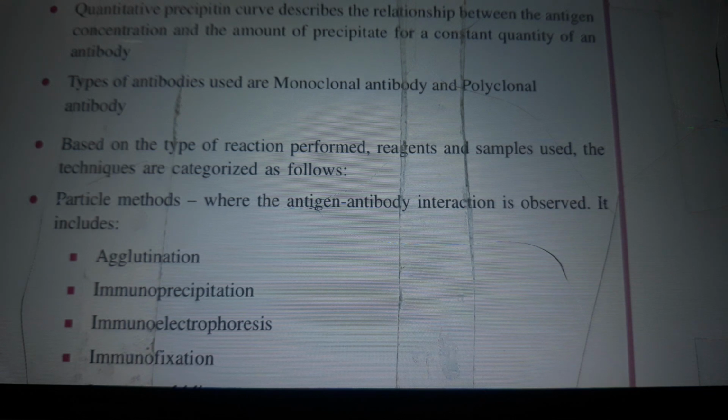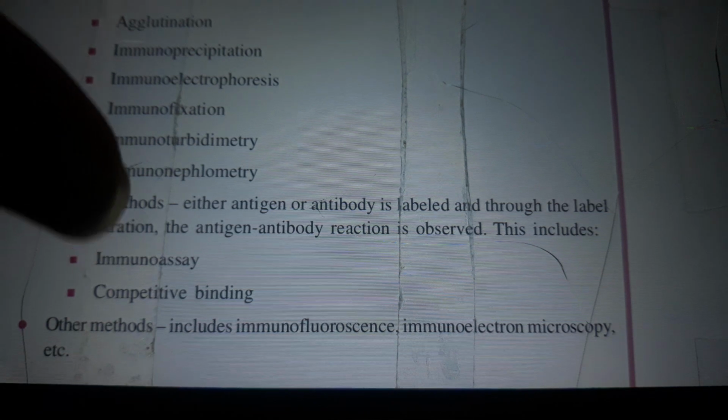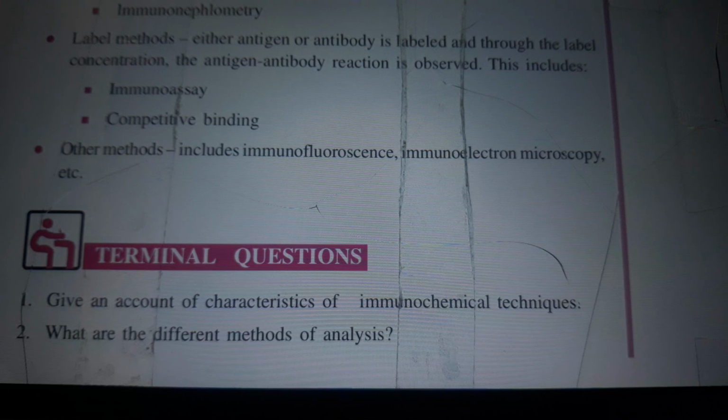Based on the type of reaction performed, reagents and samples used, the techniques are categorized as follows. Particle methods, where the antigen-antibody interaction is observed, include agglutination, immunoprecipitation, immunoelectrophoresis, immunofixation, immunoturbidimetry, immunonephelometry. Label methods, where either antigen or antibody is labeled, and the antigen-antibody reaction is observed through the label concentration. This includes immunoassay, competitive binding. Other methods include immunofluorescence, immunoelectron microscopy, etc.